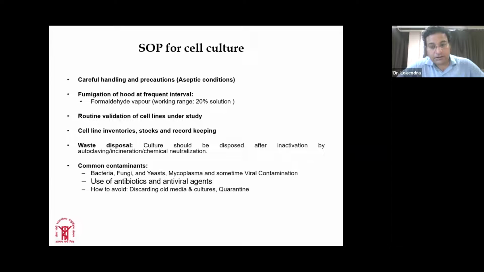Sometimes it is very common that a cell line you are working with is infected with a virus, or maybe bacteria, or maybe fungus. To avoid that, the labs are frequently fumigated to avoid such contamination.